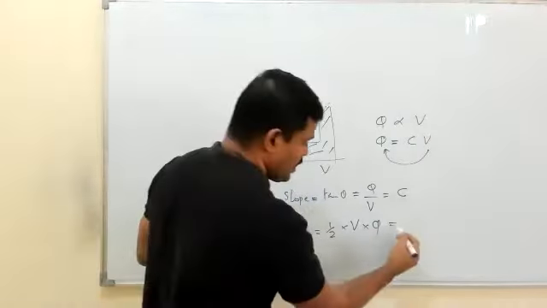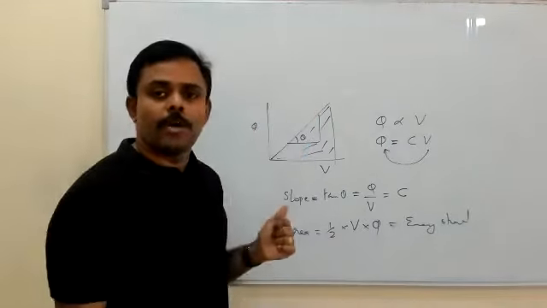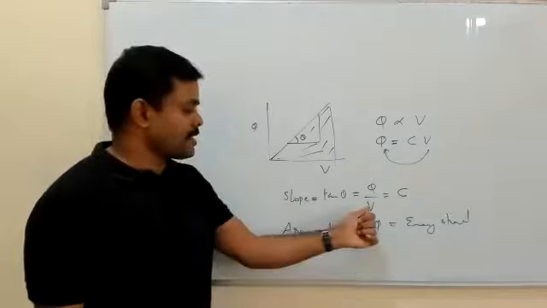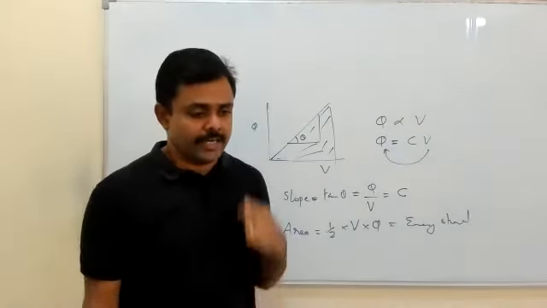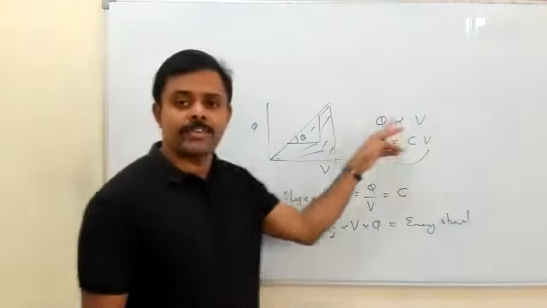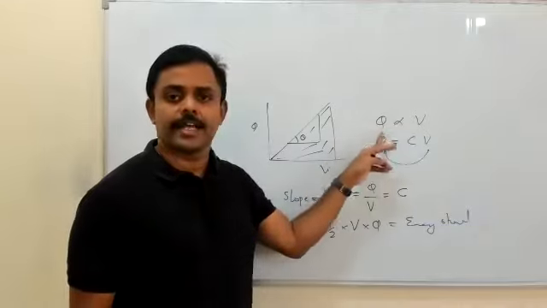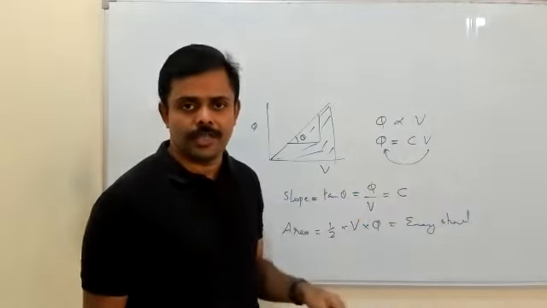What is half QV? Energy stored. Just note that the slope of the QV graph is capacitance and the area under the graph is energy stored. I'll repeat one more time. Q and V are related by the equation: Q is directly proportional to V, or Q is equal to a constant times V, C times V.